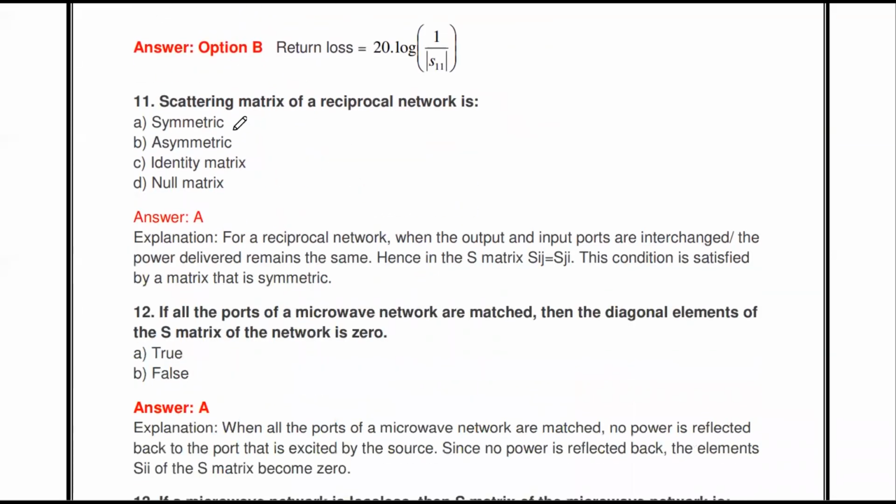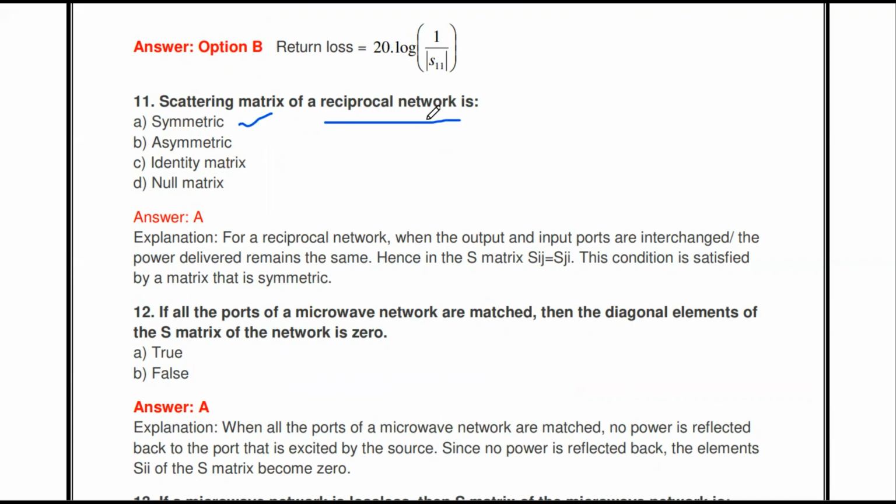Then the next one: the scattering matrix of a reciprocal network is dash. Symmetric, asymmetric, identity matrix, null matrix. So for a reciprocal network, the S matrix is always symmetric. This is the condition.